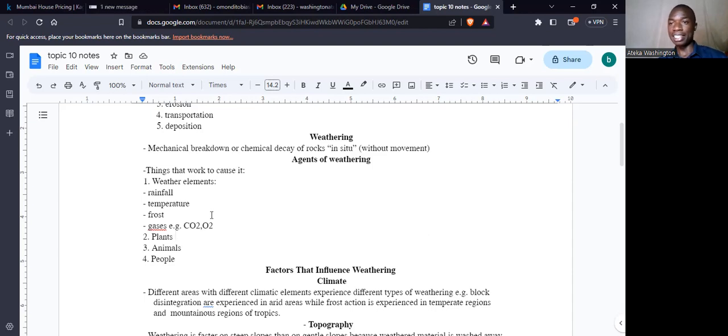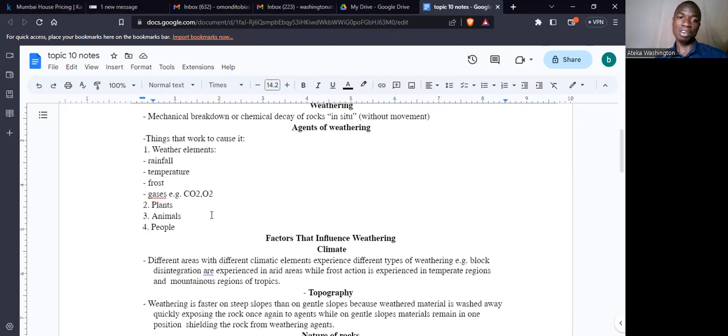We have temperature, which plays a part in mechanical weathering, whereby when rocks are exposed to high temperature, let me say during the day, they will expand. As they expand, they will experience a certain form of stress. During the night, when the temperatures are very low, the rocks will be forced to contract. As this expansion and contraction persists for a longer period of time, the rock gets stressed, and at the end of the day, it fractures.